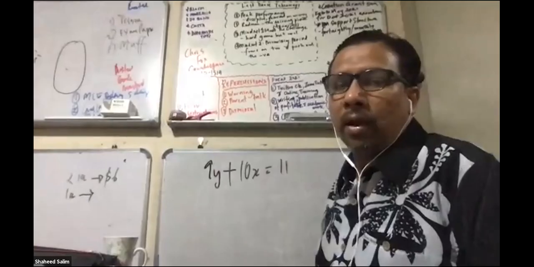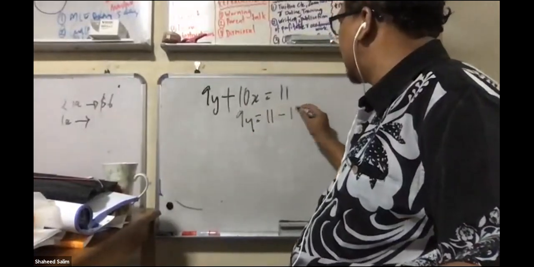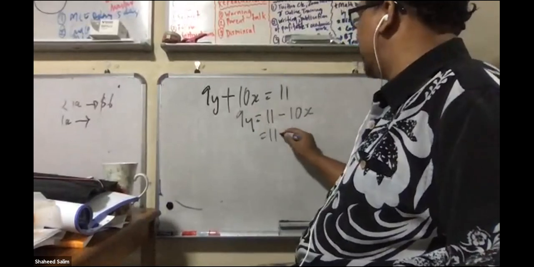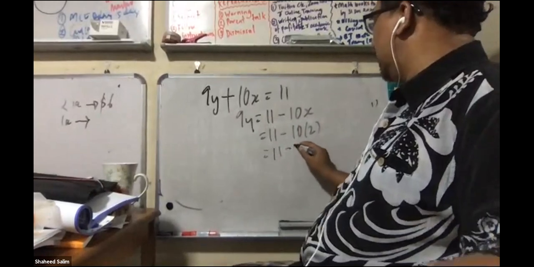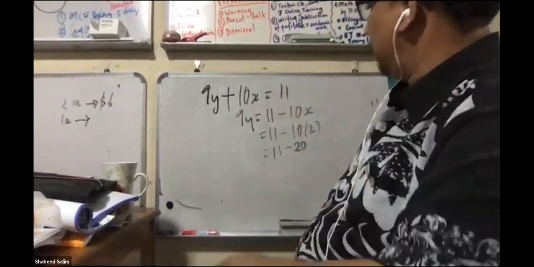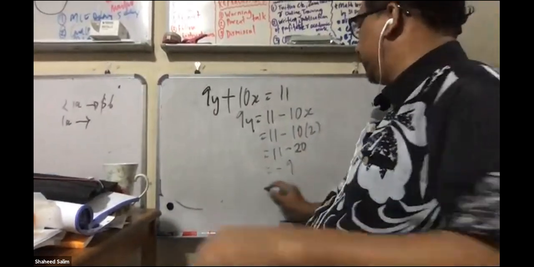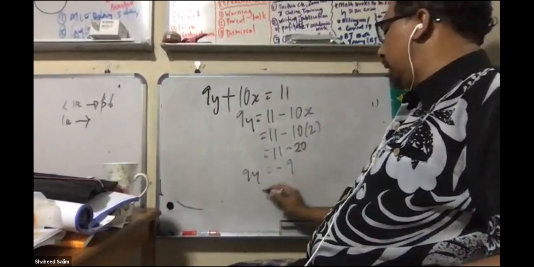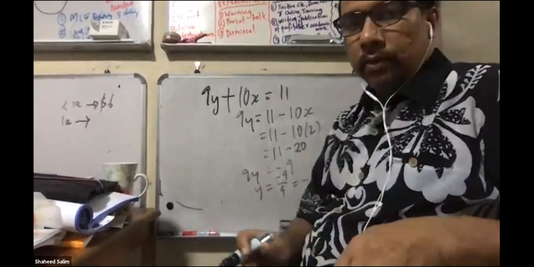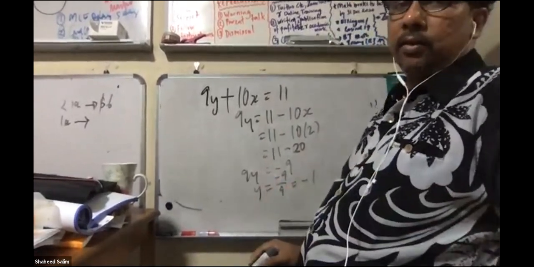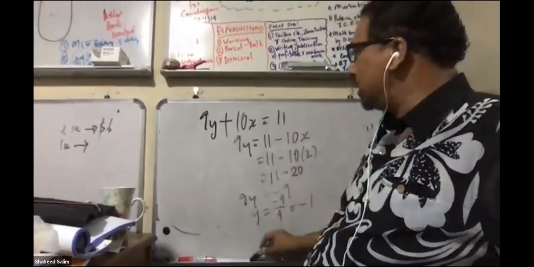So now I want to find what y is. 9y equals 11 minus 10x. What is 10x? We discovered x is 2, correct? So 11 minus 20. Am I correct? That equals minus 9. 9y equals minus 9, so y equals minus 9 divided by 9, which equals minus 1. Right? Can you get it now? Ryan, can you get it? Yes, sir.